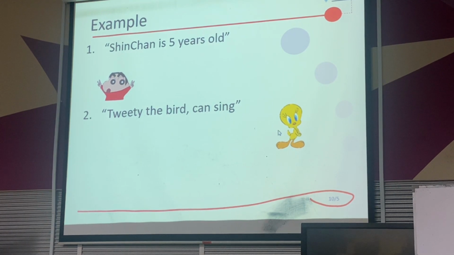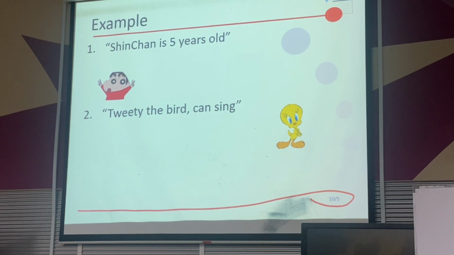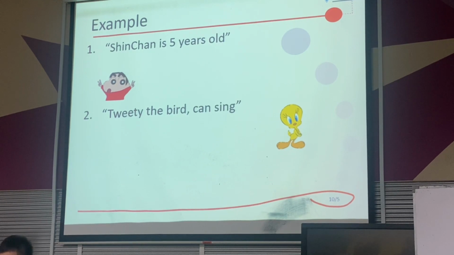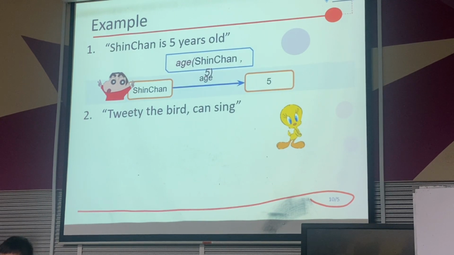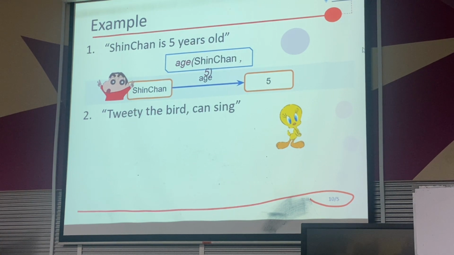So how to represent this in the semantic networks? We know that Xin-Chan is one of the concepts. 5 years old is one of the concepts. So we want to join these two concepts together. So Xin-Chan, 5, with the link age here. You have to take note on the arrow here. We cannot point the arrow from 5 back to Xin-Chan. It doesn't make sense, right? We know that Xin-Chan's age is 5 years old. If you put the arrow the other way around, then it's wrong.